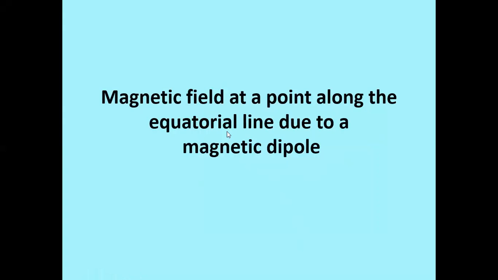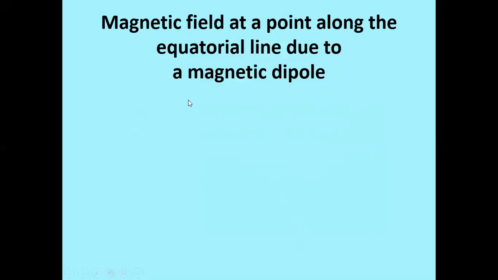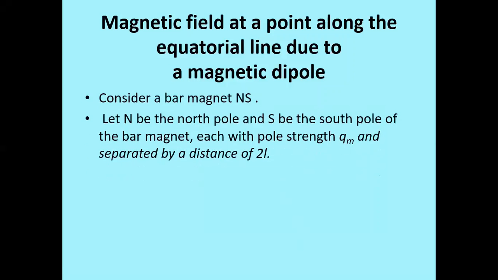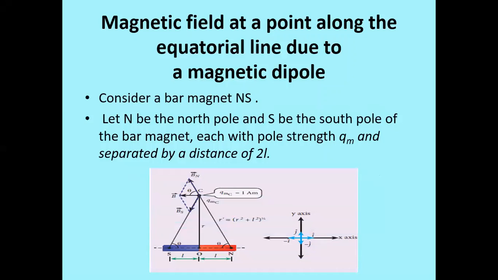Magnetic field at a point along the equatorial line due to a magnetic dipole. To find the magnetic field at a point along the equatorial line due to a magnetic dipole, we are going to consider a bar magnet NS. Let N be the north pole and S be the south pole of the bar magnet, and each pole has a pole strength of Qm, and the distance between the poles is 2L, that is the magnetic length of the bar magnet.